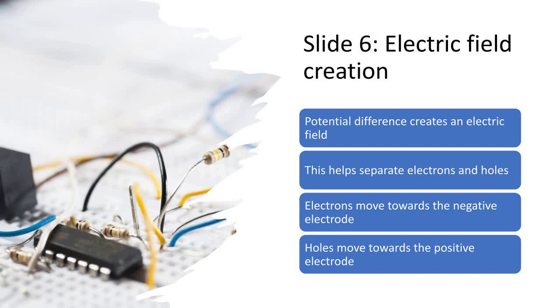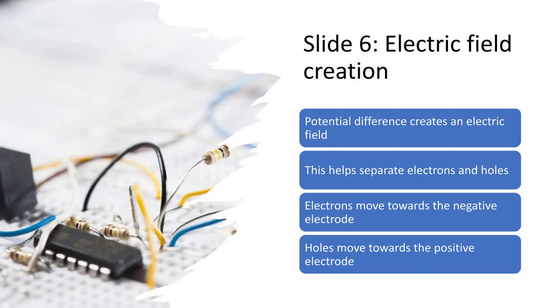This separation of charges generates an electrical current, which can be harnessed to power various devices. The creation of the electric field is a crucial step in the generation of electricity by solar panels. As we move through this presentation, we will explore how the electric field can be optimized to increase the efficiency and performance of solar panels.